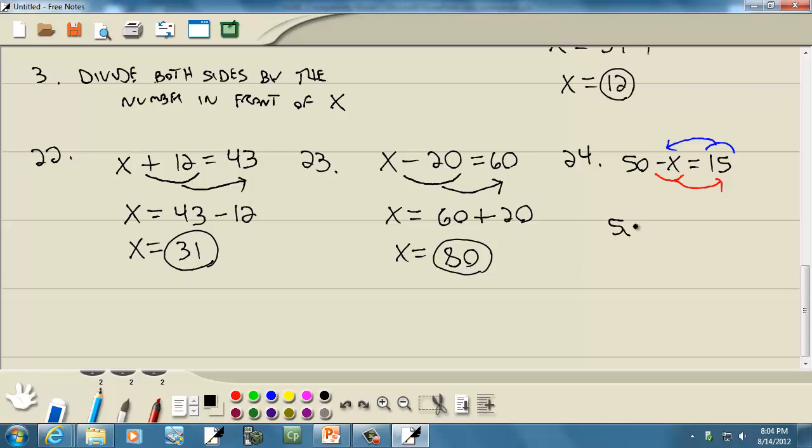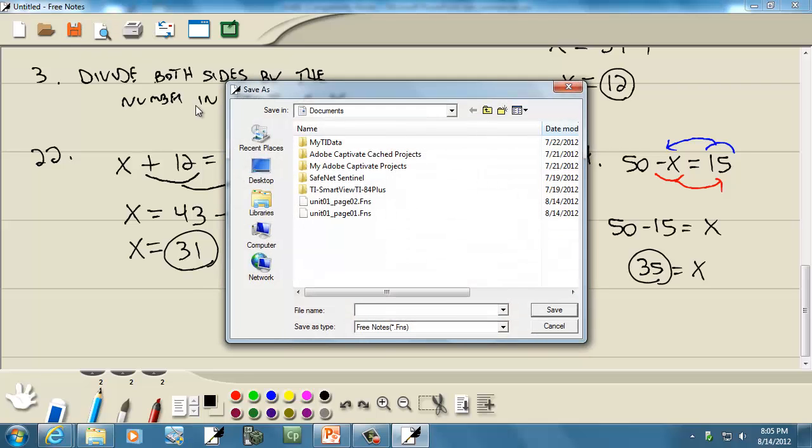Now when I take the 15 across the equals, it becomes a negative 15. When I take the negative X across the equals, it becomes a positive X. Anything you move across an equals changes the sign. Now I didn't say which side you had to get the X on. I did it this way so I wouldn't have to worry about that negative in front of the X. See how X is just X now? 50 minus 15 is 35, so X would equal 35. And I guess I'm ready for a new page, so let me save this. There we go.